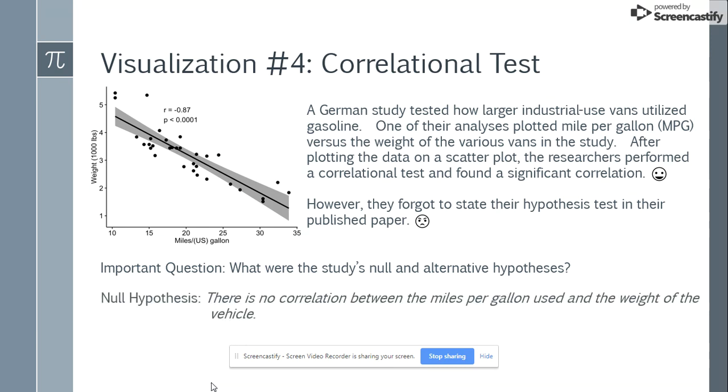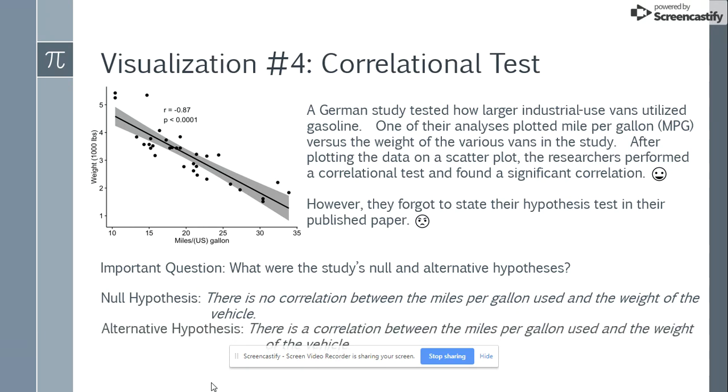Again, we have to come up with a null hypothesis, which is a premise that can be tested or falsified. Our null hypothesis would read: there is no correlation between the miles per gallon used and the weight of the vehicle. The alternative hypothesis would read: there is a correlation between the miles per gallon used and the weight of the vehicle.